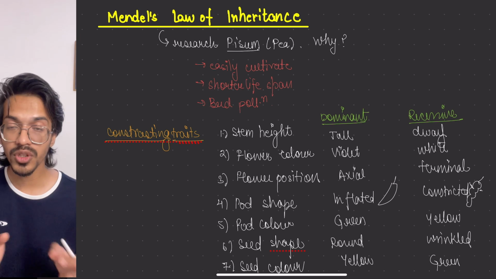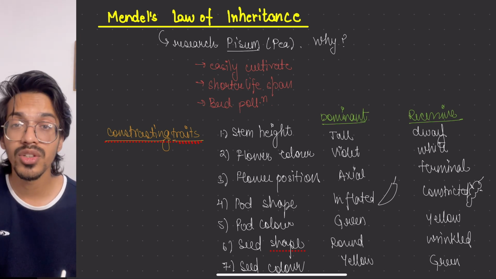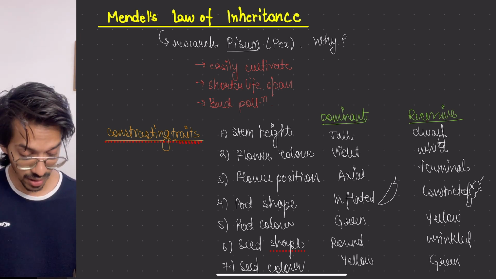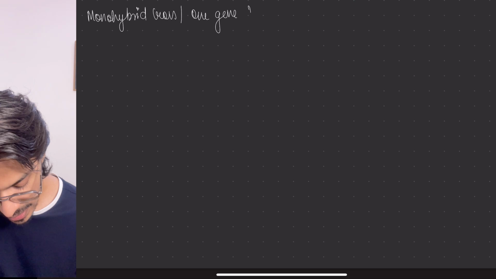Moving on, the first thing is the monohybrid and dihybrid cross. You might have done it till now, so I'm not going to go deep into it. But how is the monohybrid cross remembered? One character we are studying, meaning one gene's inheritance we are studying. So the monohybrid cross is one gene inheritance.